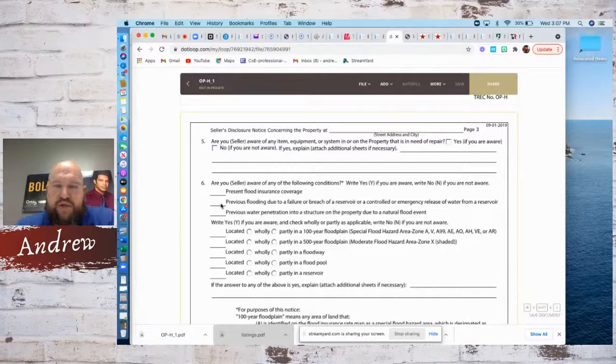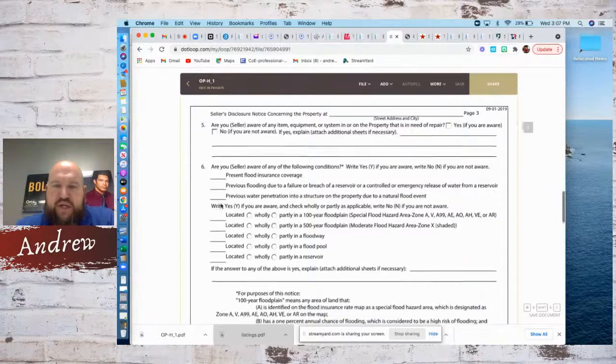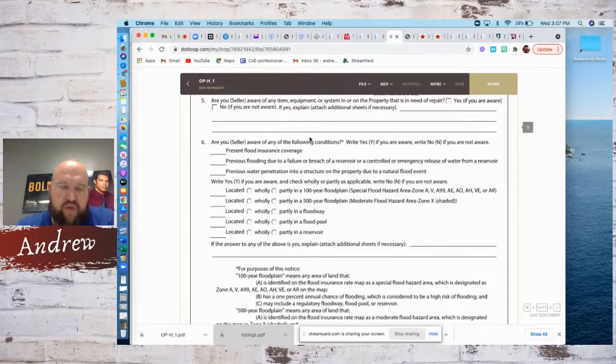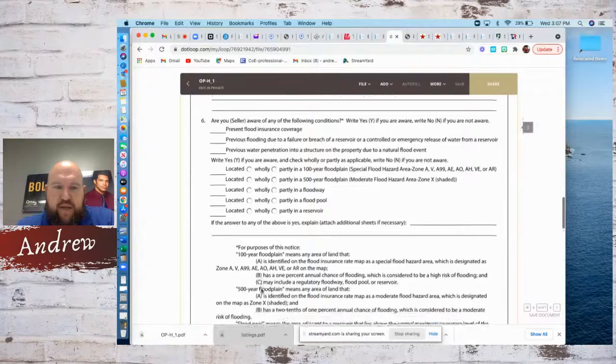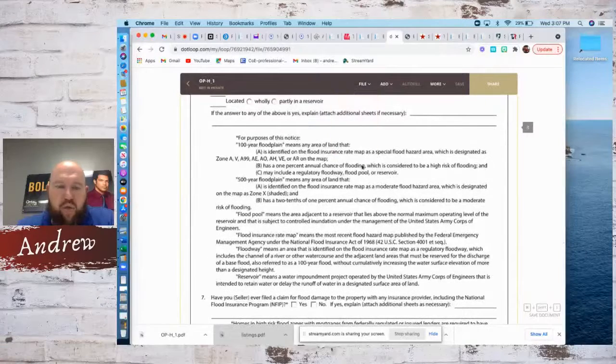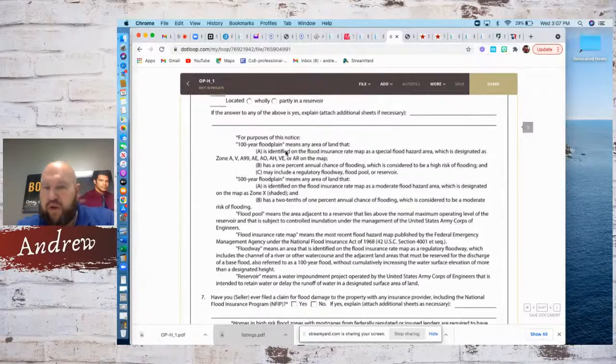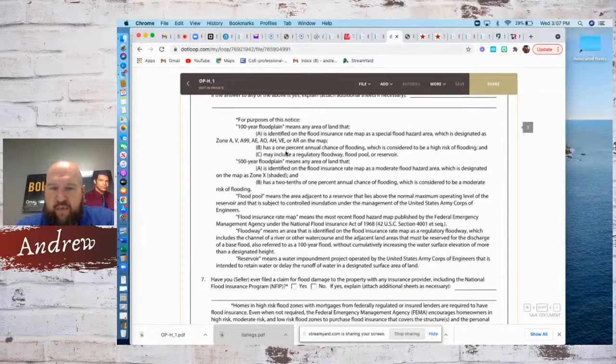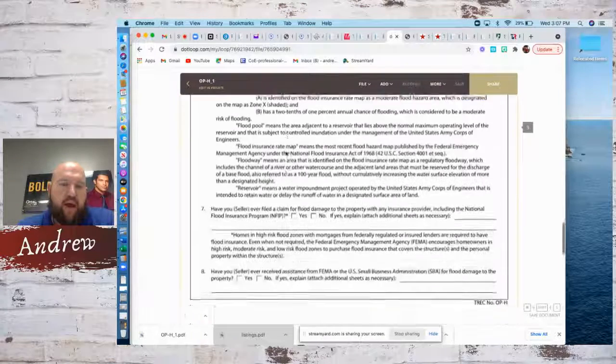Present flood insurance coverage, previous flooding due to a failure. So there's a requirement in there about flooding, and both the Texas Realtors form as well as the TREC form has this section in here. But as you see, the flooding in the TREC form is not as robust as it will be in the Texas Realtors form when we look at it in a little bit. It's going to have the same information because it's now required about what the flooding requirements are, what you can do, and where you can go to get that information with the flood maps and things.